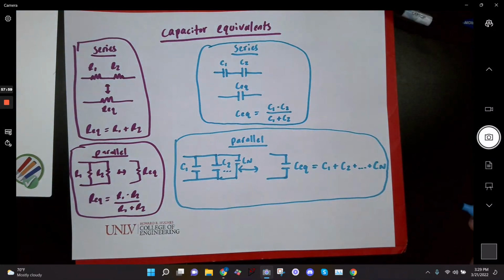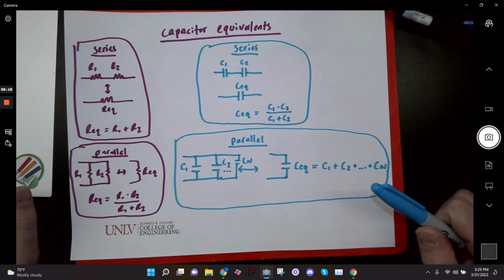All right. Any questions about that? It's literally the exact opposite. So if you are fine with resistors and you just remember that capacitors are the opposite, then you'll be fine. All right. So any questions about this?